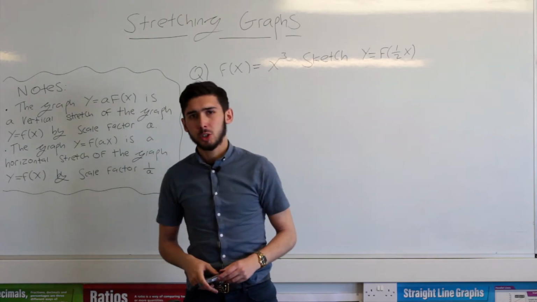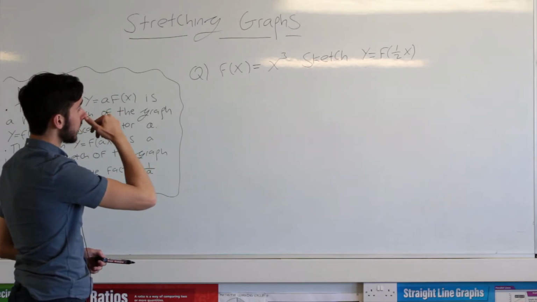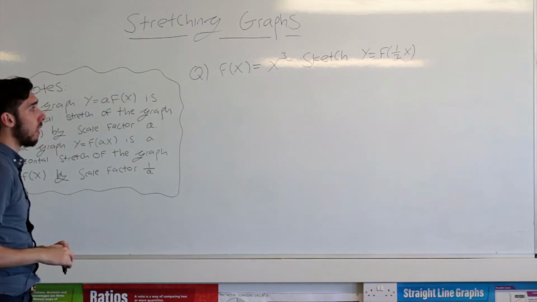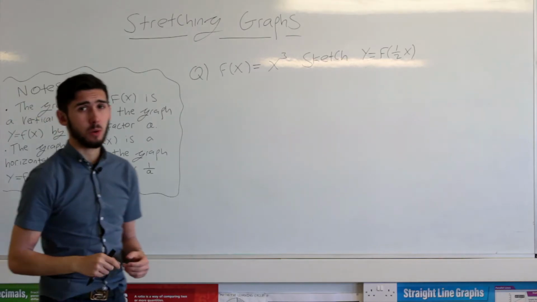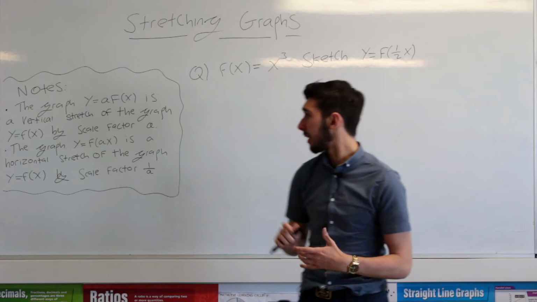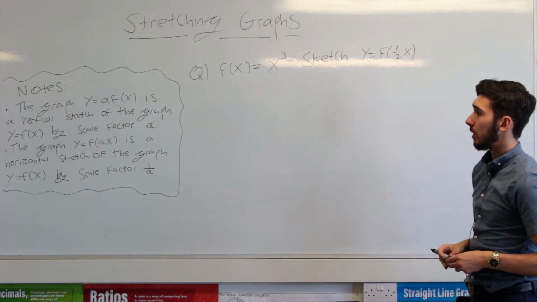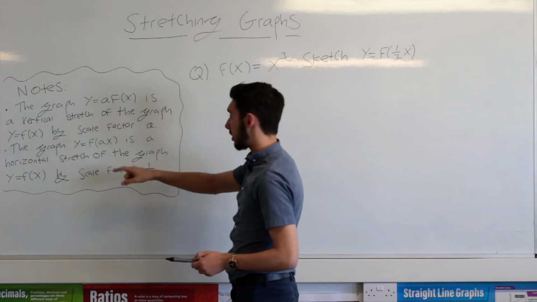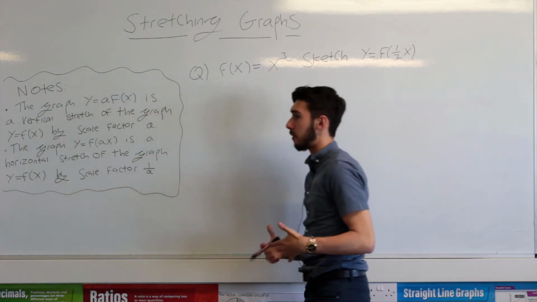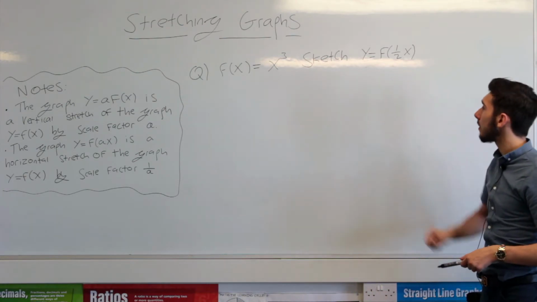Okay then guys, so we've got another question here. This is f of x equals x cubed, sketch y equals f of a half x, okay? So now our scale factor is inside the f of x. So again, we're going to refer to the notes. Essentially, we've got a transformation in the form y equals f of ax. We can identify that a is 1/2, can't we?